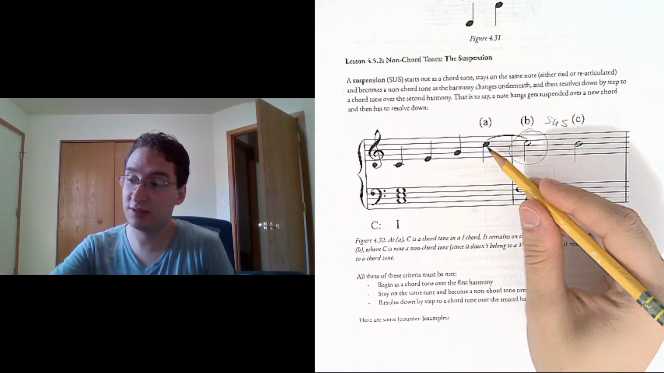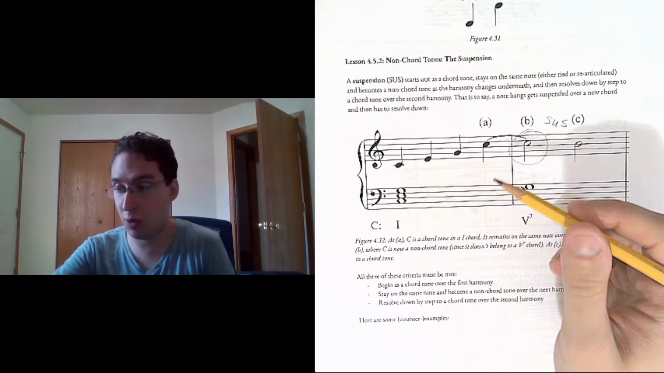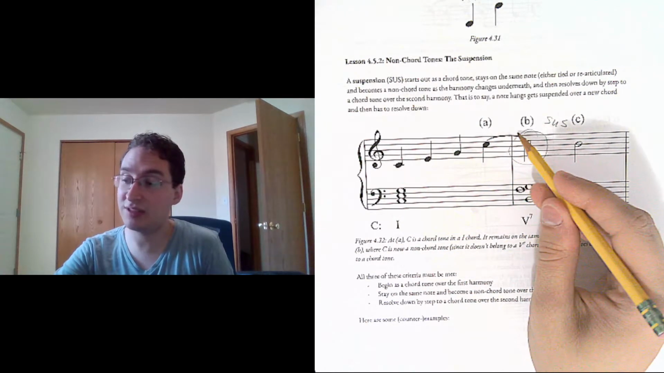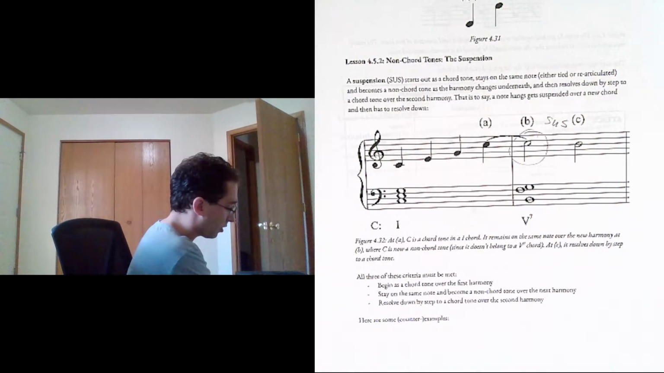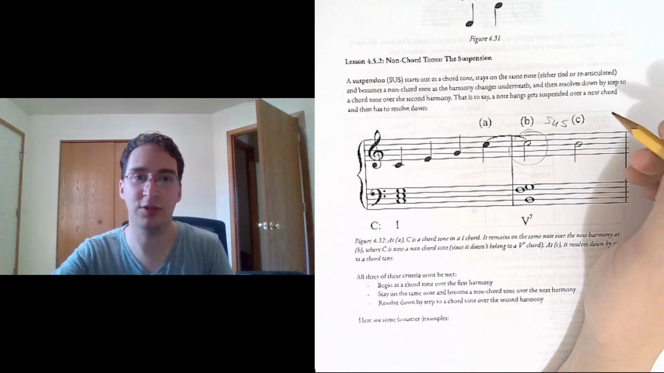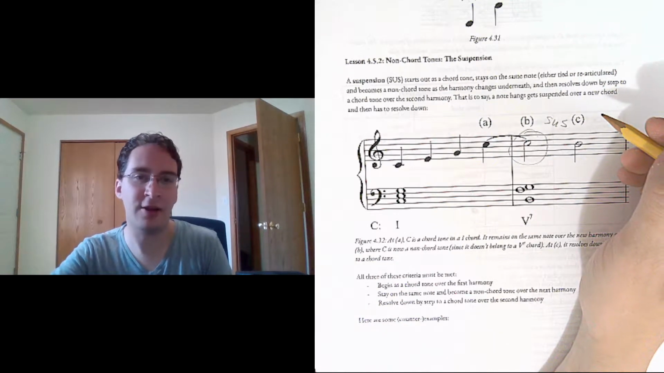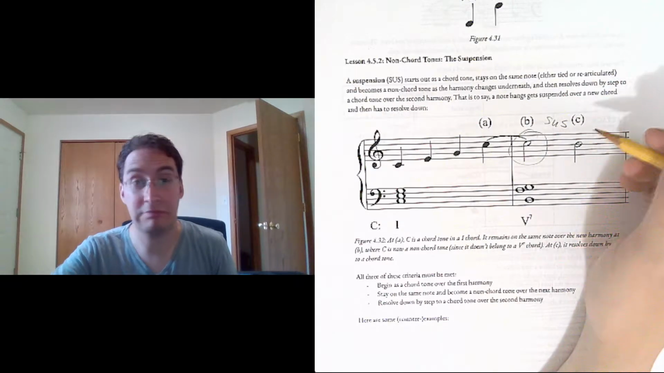So, how a suspension works is it starts out as a chord tone. So 1 is a chord tone in a 1 chord. It stays on the same note. You can tie it, you can rearticulate it. Either way is fine. If you rearticulate it, it's called a struck suspension because you strike the note again. Don't know why all of our music words are so violent. Attack a note, strike a note, but there it is.